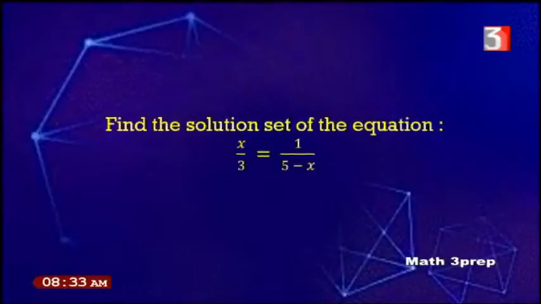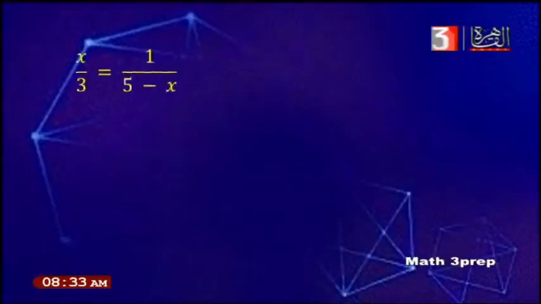Another example, find the solution set of the equation x over 3 equals 1 over 5 minus x. Now you have such an equation: x over 3 equals 1 over 5 minus x. When you look carefully at such an equation, you cannot find the values of a, b, and c. Why? Because this equation is not in the general form of the quadratic equation.